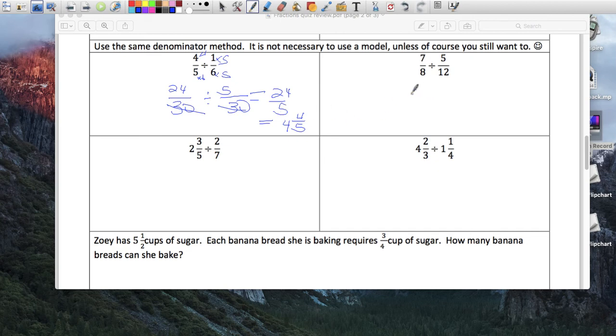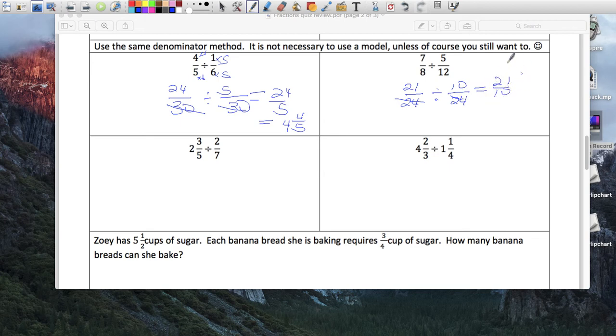LCM of 8 and 12. What's the LCM of 8 and 12? It's 24. Okay, if you don't use the LCM, your answer will not be incorrect. It will just be bigger. Eventually, you're going to have to simplify. You get the same answer. 8 times 3 gives you 24, so it's 21 on top, because 7 times 3. And 12 times 2 is 24, so times 2 on top gives you 10. Cross, I'm going to get 21 over 10.